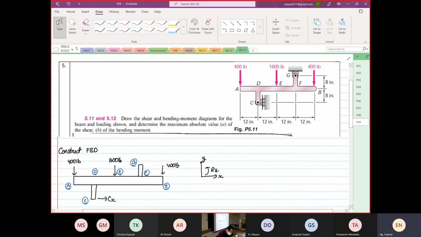Then if we look at point G, it does not allow it to go left and right or up and down. So I'm going to have a force here known as my Gx, and I'm going to have one up here known as Gy. Okay, up to now it's okay, right?